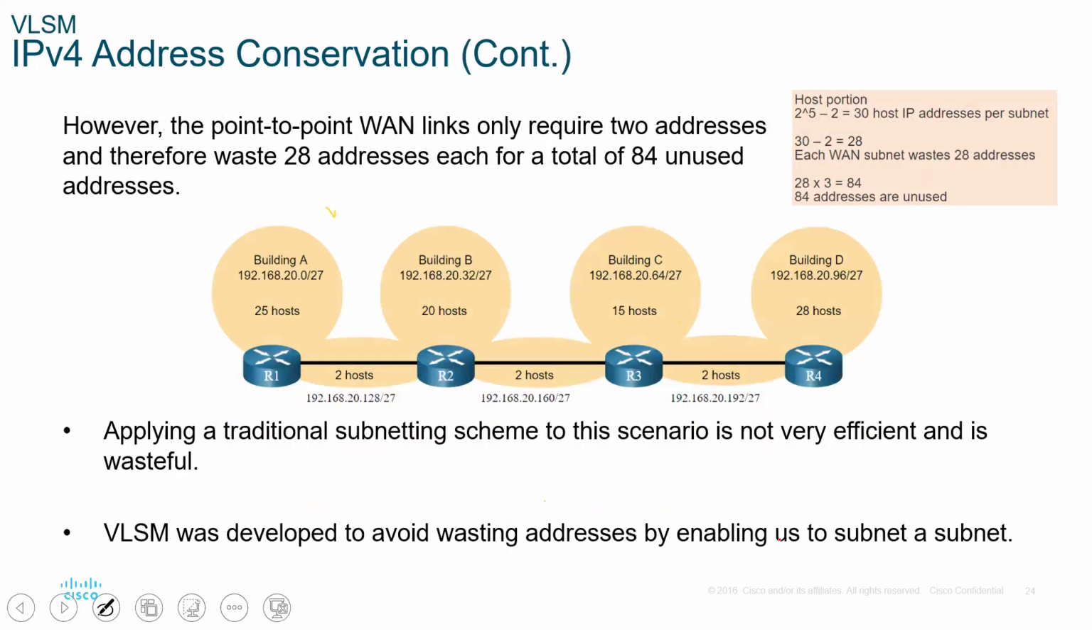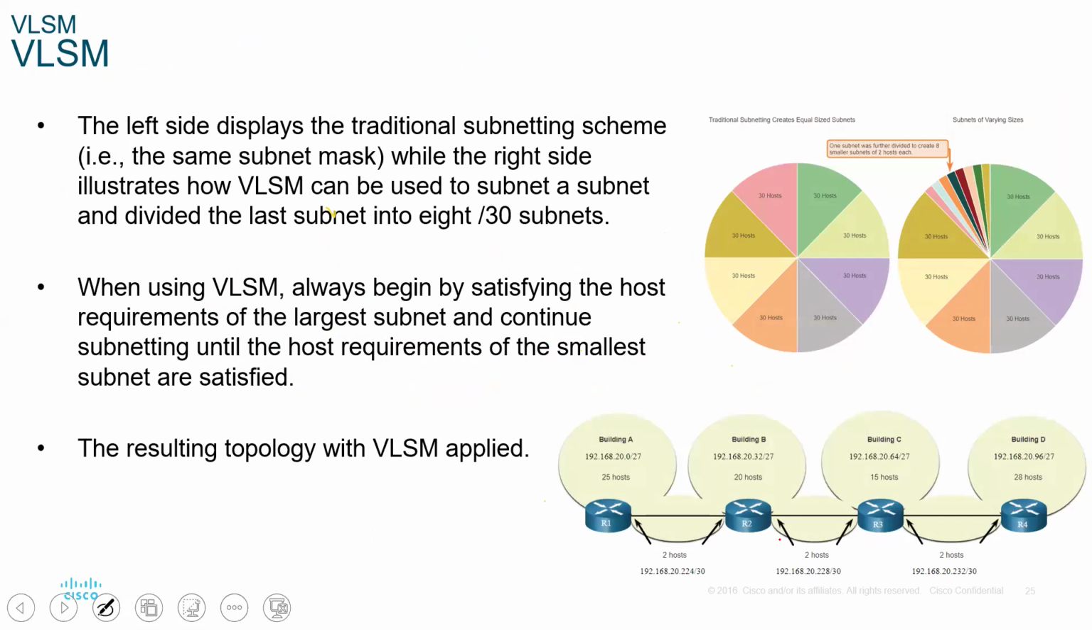And that's the point that we are making. So applying a traditional subnetting scheme to this scenario is not very efficient and is wasteful. So what do you do? VLSM was developed to avoid wasting these addresses by enabling us to subnet each subnet. So how does it happen? Now, the left side displays the traditional subnetting scheme, that is the same subnet mask, while the right side illustrates how VLSM can be used to subnet a subnet and divide it into at least 8 /30s.